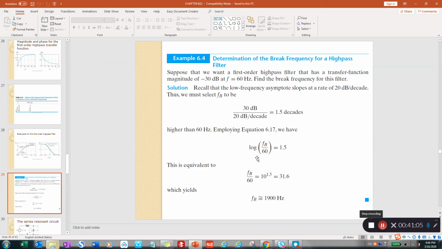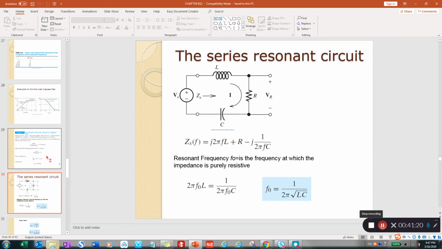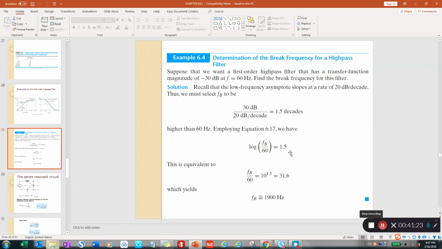Then we know that the 1.5 decades is in fact equal to log of FB divided by 60, because 60 is on the left-hand side, and it is 1.5 decades from the break frequency. So log of FB over 60 equals 1.5. So you can get FB divided by 60 equal to 31.6. Then the break frequency will be 1900 Hz.